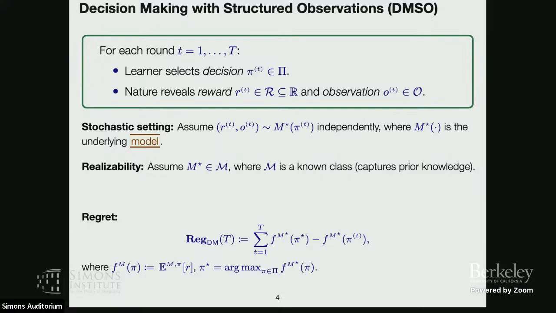Okay, and just a note on notation here. So FM of pi here is just going to denote the expected reward of pi if M is the underlying model. So FM star here is just the mean reward function for M star. Okay, and pi star is just the optimal decision for M star.